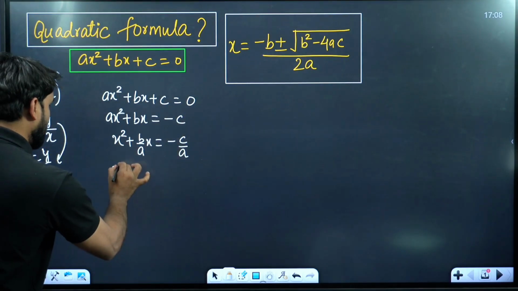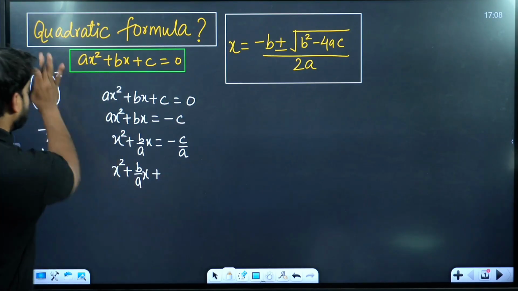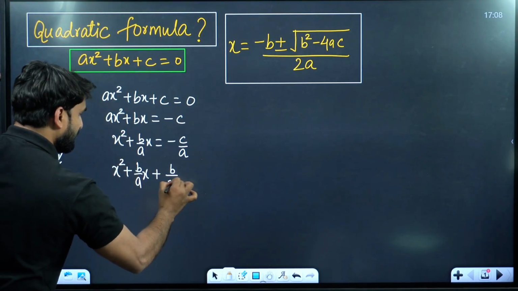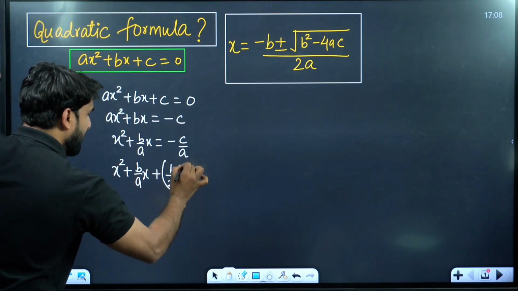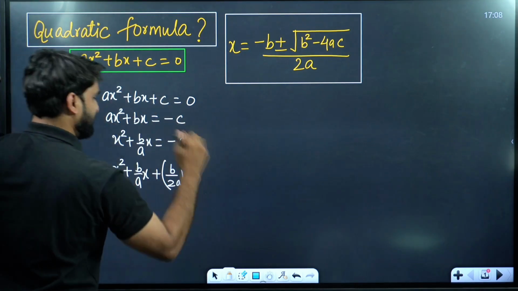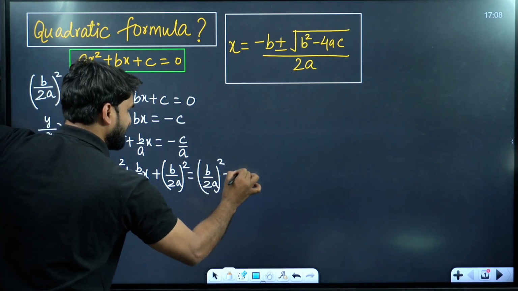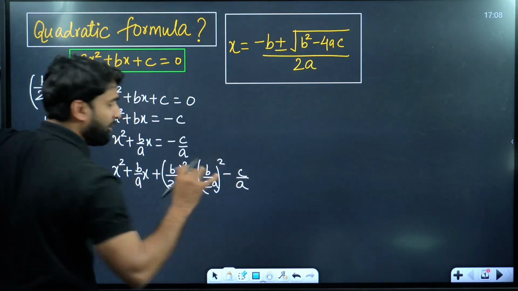So this will become x square plus b by a x plus b by 2a whole square is equal to b by 2a whole square, and since c was already negative, minus c by a. I hope this is clear to you all.